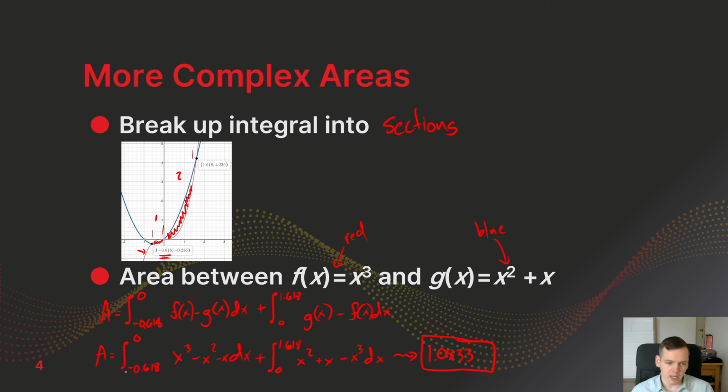So that's the idea behind calculating the area between two functions. Just take the upper function minus the lower function, or the one that has a greater y value minus the one that has a lesser y value. And if that switches, you just have to break it up into multiple sections.